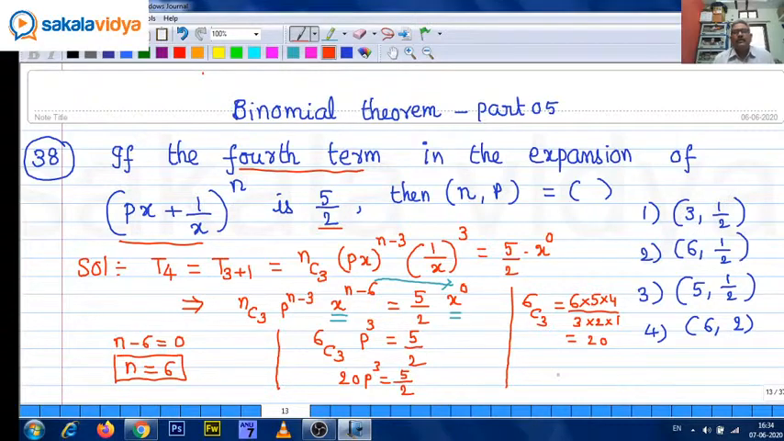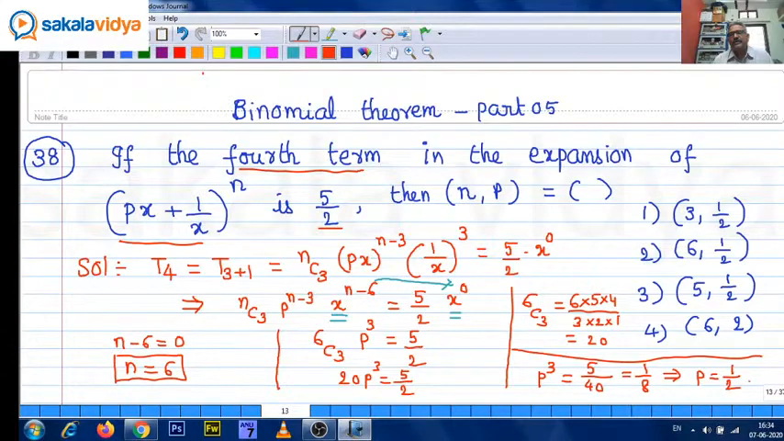So now we have p cube is equal to 5 by 40, which is 1 by 8. p cube is equal to 1 by 8 means p is equal to 1 by 2. So that means (n, p) is equal to (6, 1/2). Second option is the right option.